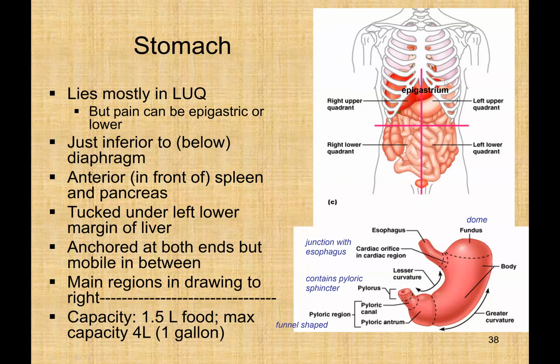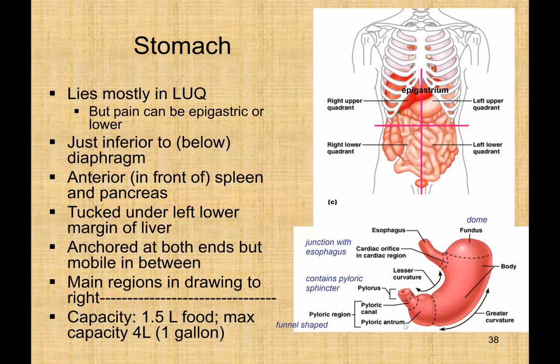The stomach is inferior to the diaphragm, and anterior to the spleen and pancreas. It has these main regions, as we can see in the drawing over here. We have the fundus, the body, the pylorus, and the cardiac region. So this is the cardiac, the fundus, the pylorus, and the body.